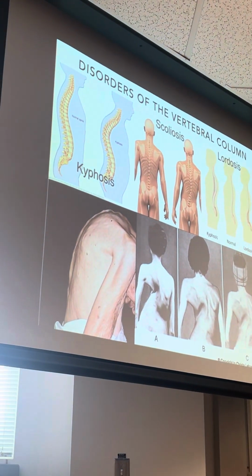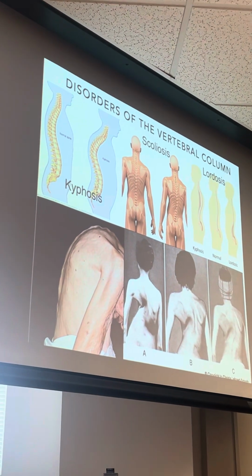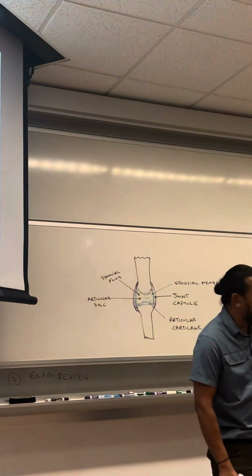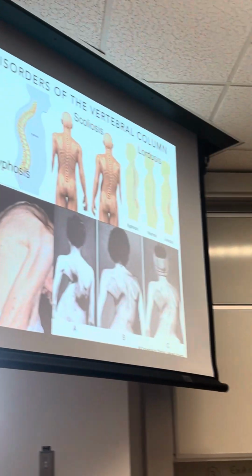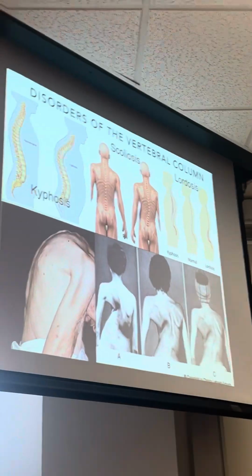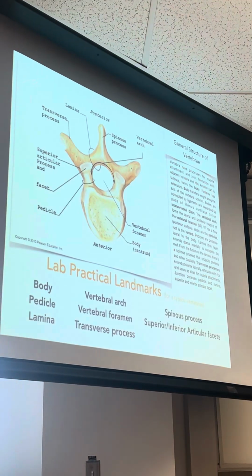Know the difference in these types of disorders of the spinal vertebral column. Kyphosis, being hunchback, right? Anterior tilt of cervical and thoracic vertebra. Scoliosis is lateral movement of the vertebra, and lordosis is sticking your butt out.